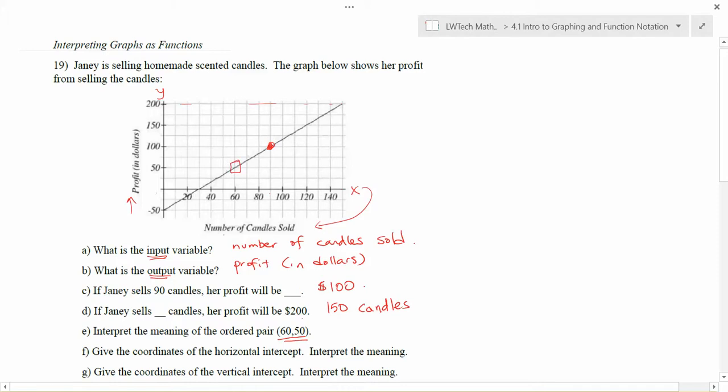Looking at it on the graph is nice because then you can see it associated with the units values, and that's really what we're talking about when we look at this sort of ordered pair. What we want to see is that 60 is on the x, which correlates with the number of candles being sold. 50 is on the y, which correlates with the profit in dollars. So saying something to the effect of, if Jamie sells 60 candles, she makes $50 profit.